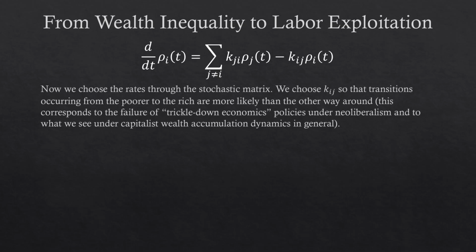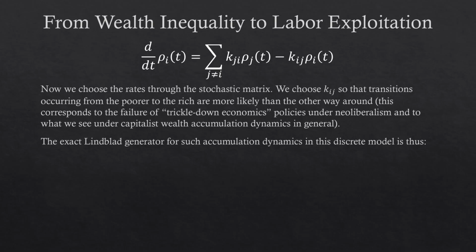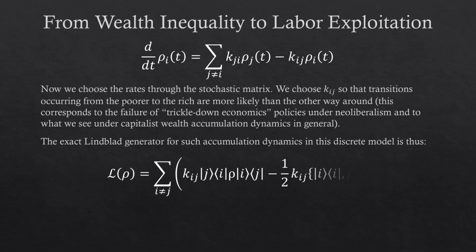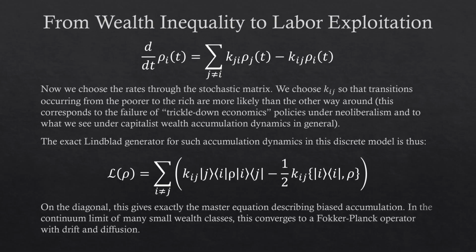Now we choose the rates through the stochastic matrix. We choose k_ij so that transitions occurring from the poor to the rich are more likely than the other way around. This corresponds to the failure of trickle-down economics policies under neoliberalism and to what we see under capitalist wealth accumulation dynamics in general. The exact Lindblad generator for such accumulation dynamics in this discrete model is thus the following. On the diagonal, this gives exactly the master equation describing biased accumulation.